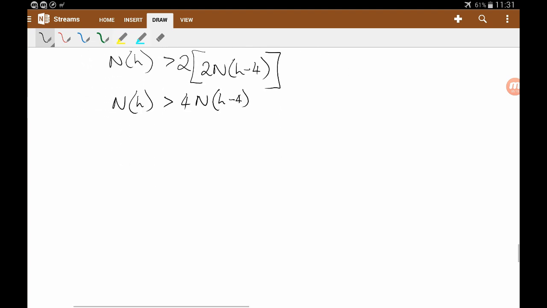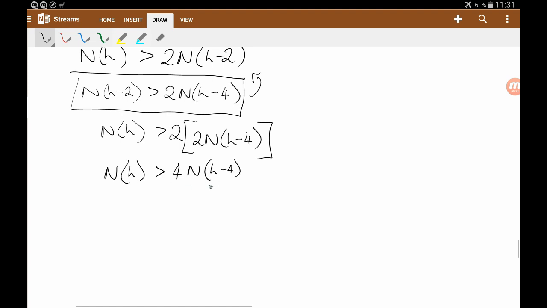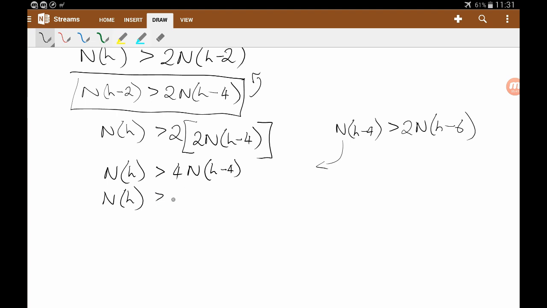We can then substitute that in again. And so we can say, okay, well, we know that n of h minus 4 is going to be greater than 2n of h minus 6. And so if we substitute that in, we end up getting that n_h is greater than 4 times 2n of h minus 6, which gives us 8n_{h-6}.